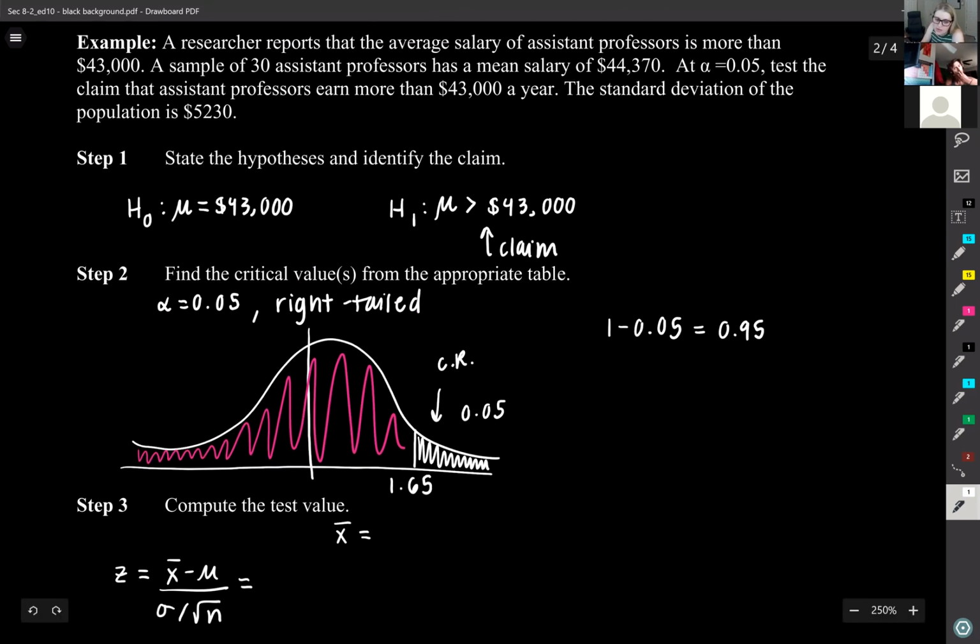is going to be, let's see. We were told that there is a random sample of 30 assistant professors and their mean salary was 44,370. Okay, so that means our sample mean is 44,370. Mu is going to be what you have predicted to be the mean. So above, we have said that we think that mu should be greater than 43,000. So that means that our mu is going to be 43,000.